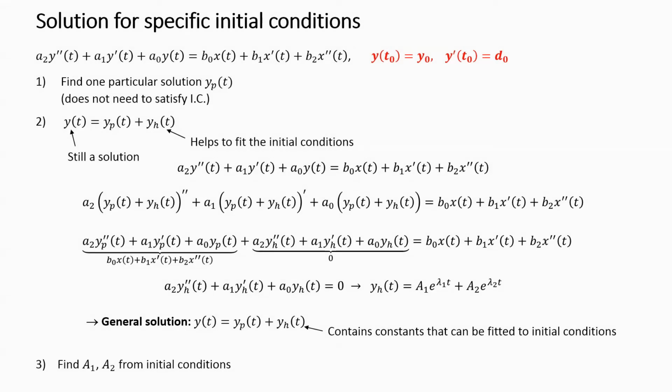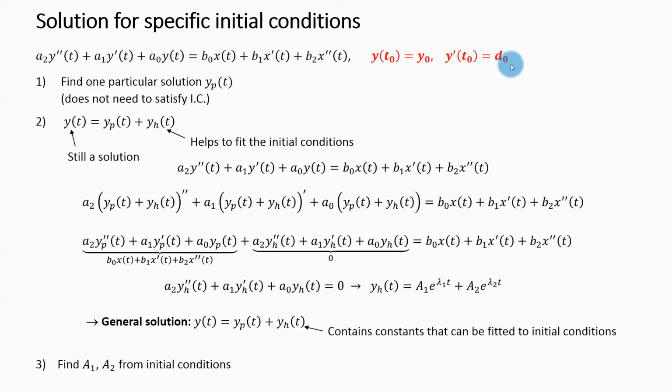Okay, so on the previous slides, I have shown you several ways how you can find the output of your system if you know the input. But all these techniques will give you outputs that do not have to fit your initial conditions. So what do you have to do if you want to find the output of your system so that it will actually fit some initial conditions? Well, you need to do this. This is your non-homogeneous differential equation, and these are your initial conditions.